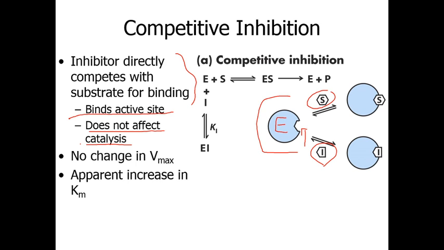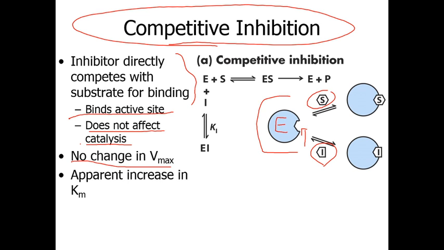Now, what this means is that there is no change in Vmax for competitive inhibition. It increases the Km for a substrate. Let me explain it to you.